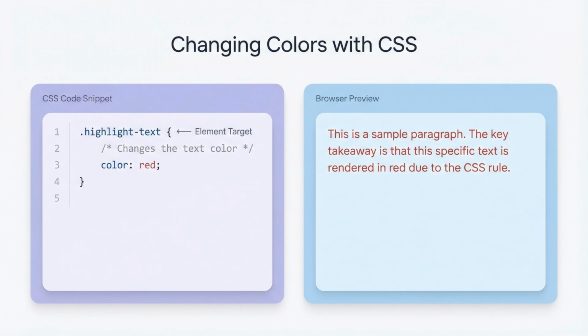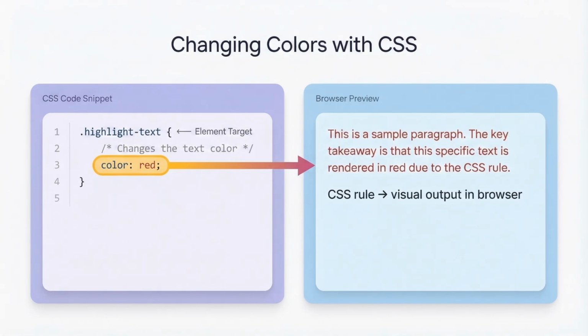It's a simple but powerful demonstration of how CSS controls visual presentation. Notice how the CSS rule connects directly to what you see rendered in the browser. The property name is color, the value is red, and the result is exactly what you'd expect, red text. This direct relationship between your CSS declaration and the visual output is the foundation of how all styling works on the web.